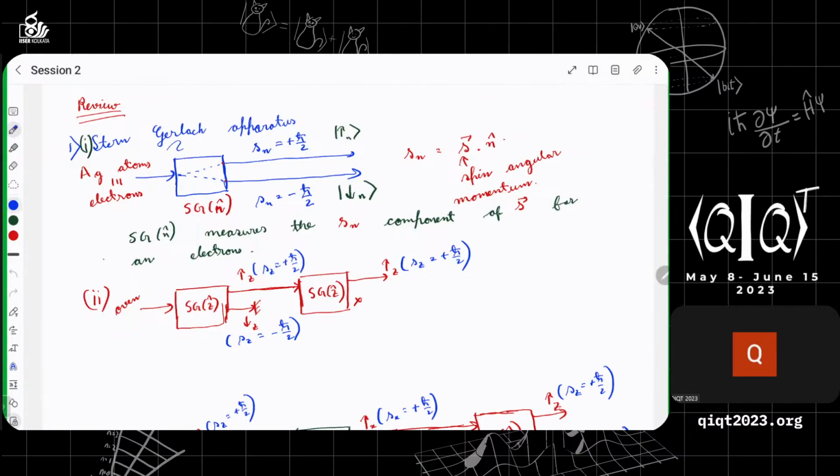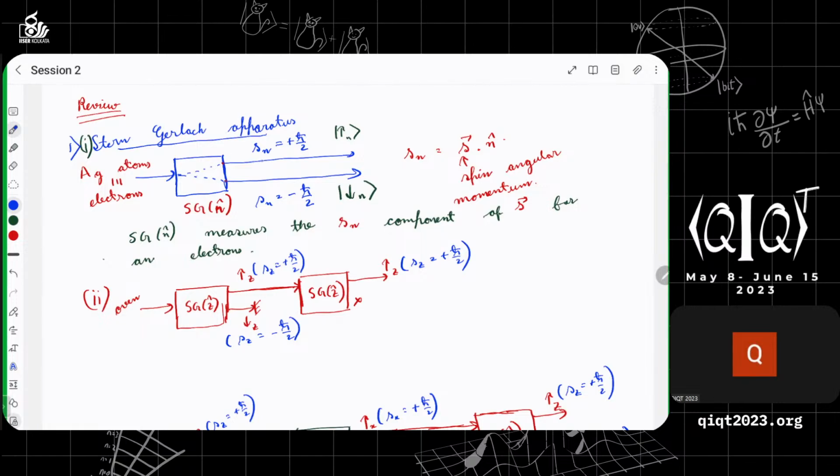So we looked at the Stern-Gerlach apparatus, in which we had a beam of silver atoms directed to a Stern-Gerlach box, which we have shown here. Inside the box, there was some inhomogeneous magnetic field, and because of the inhomogeneous field, the particles having different spins got separated.